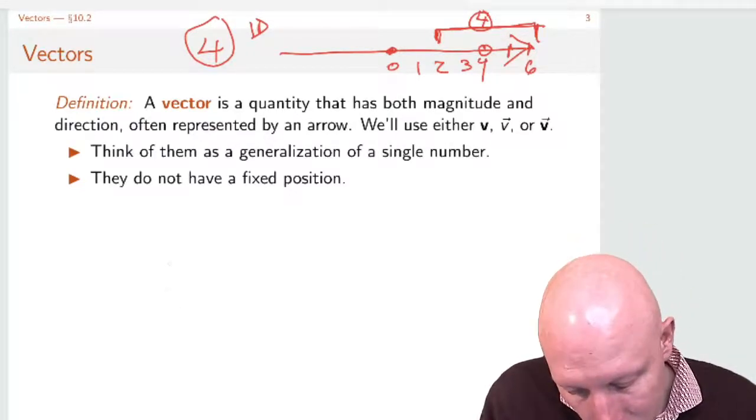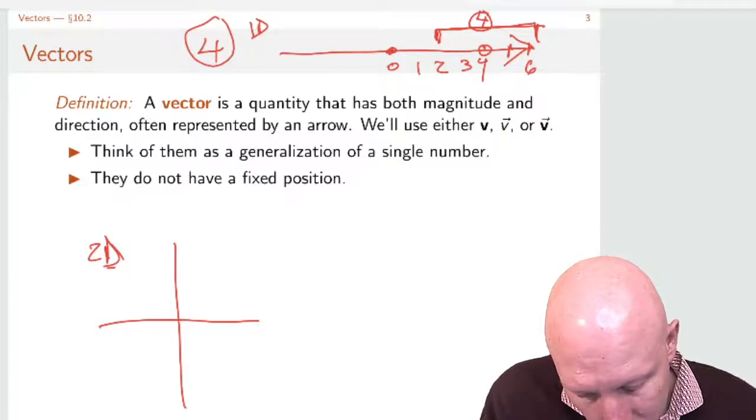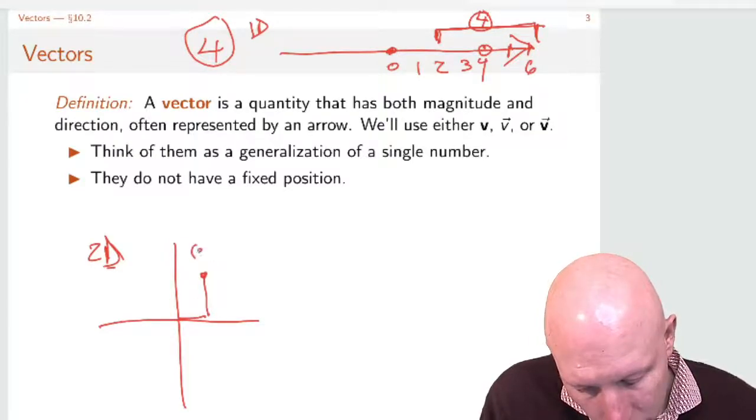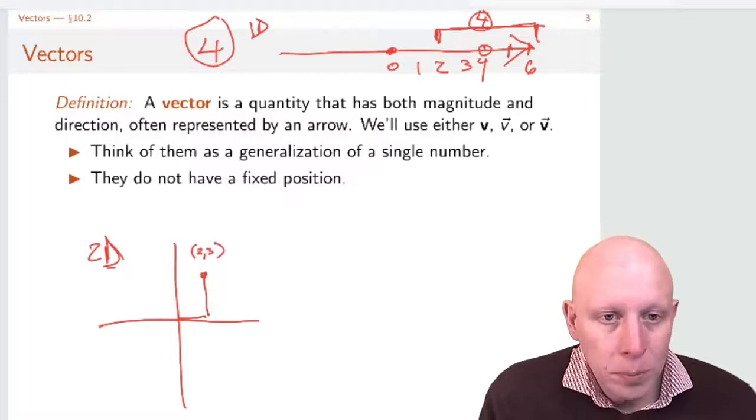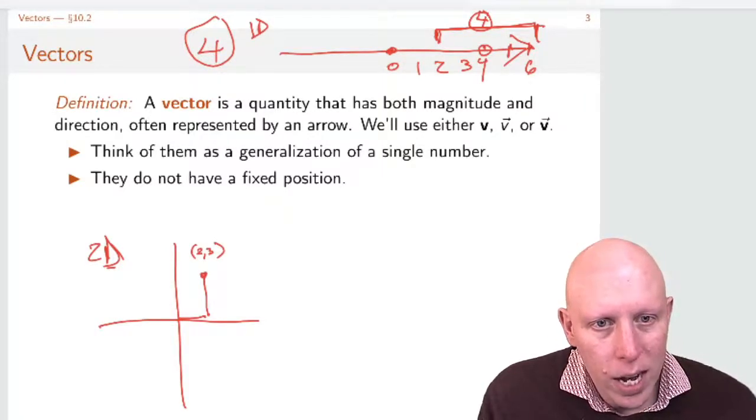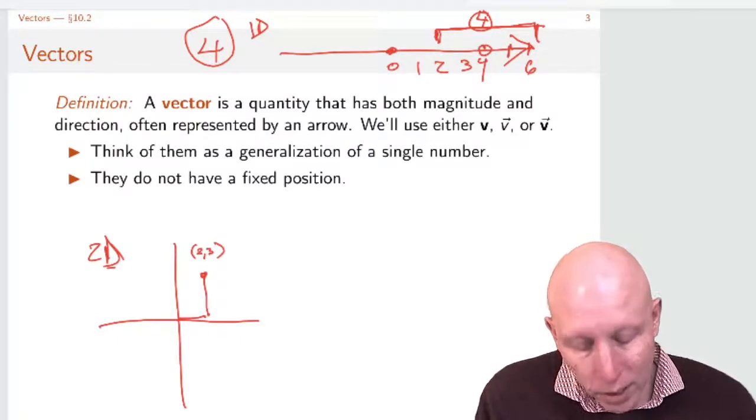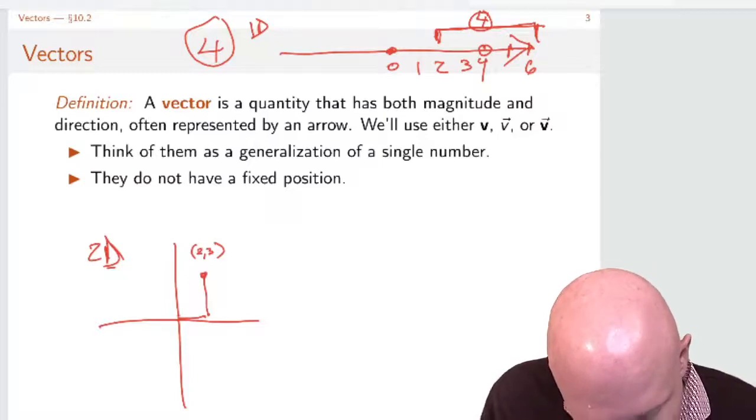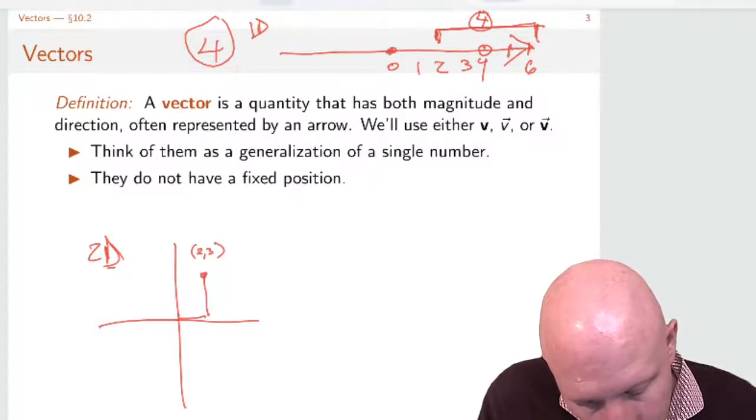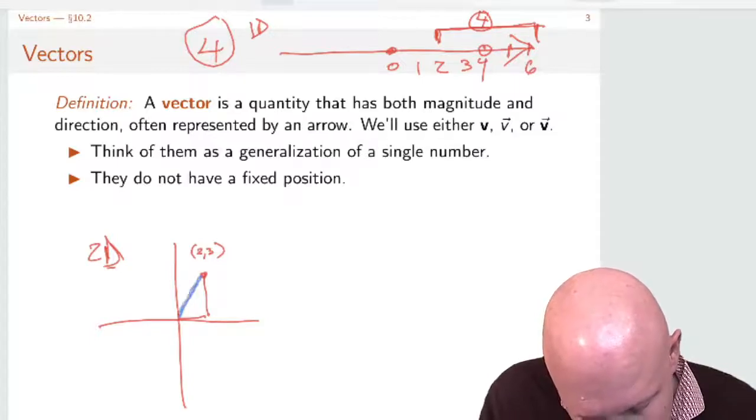So, for instance, let's say we're in 2 dimensions. We can talk about our point, right? So we've got coordinates that are 2, 3. All right, but we can also talk about a direction. So a magnitude and direction. We can talk about a vector, which would be something that looks like this. We often draw it with an arrow.